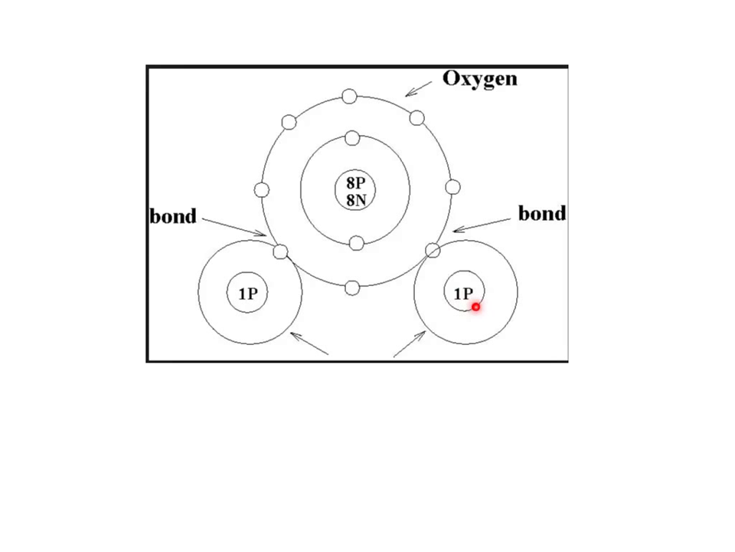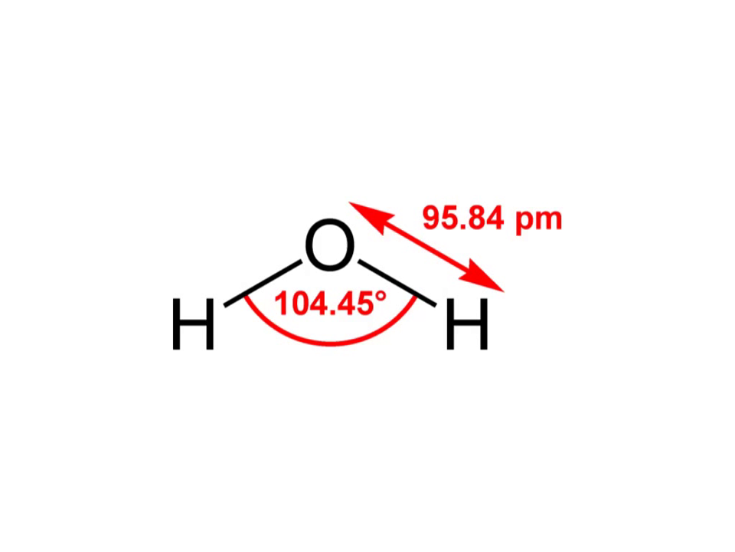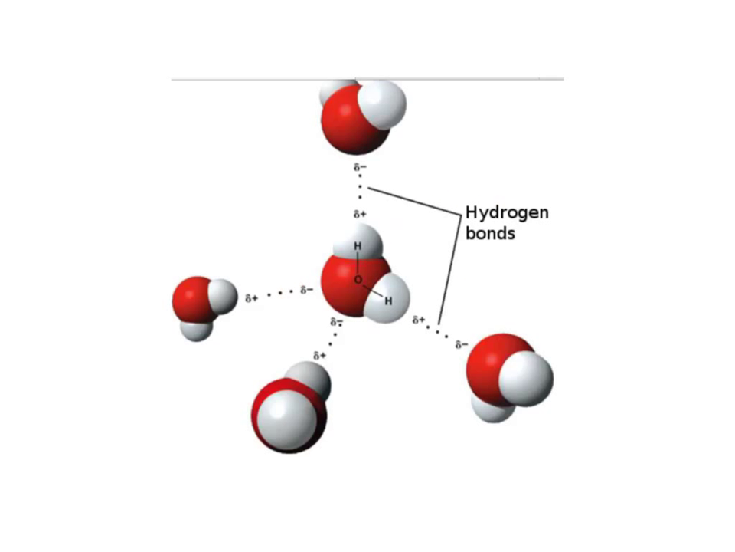The result of that is an unequal distribution of charge, which makes the oxygen ever so slightly negative and the hydrogens ever so slightly positive. This sign, incidentally, the delta sign, means a little bit. And here you have the overall shape of the water molecule. You don't need to know this digit, but the actual bond angle of 104.45 degrees is something that does sometimes crop up in questions.